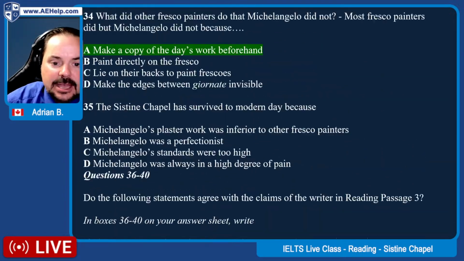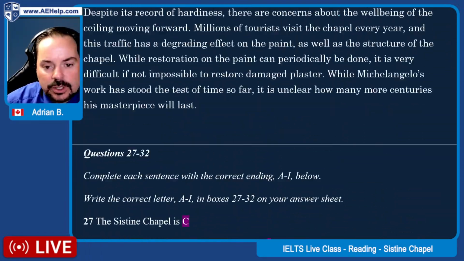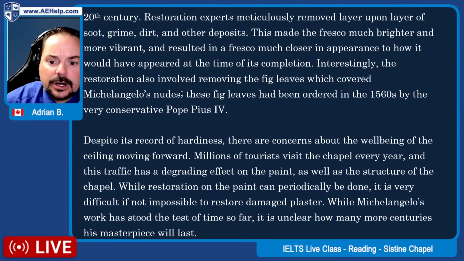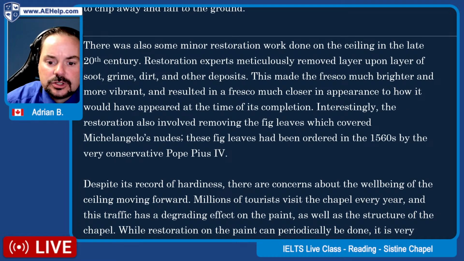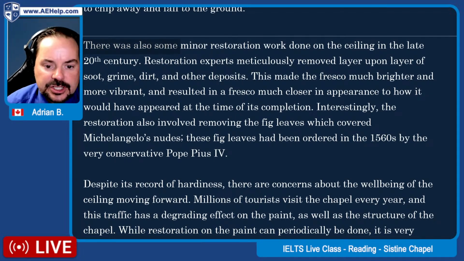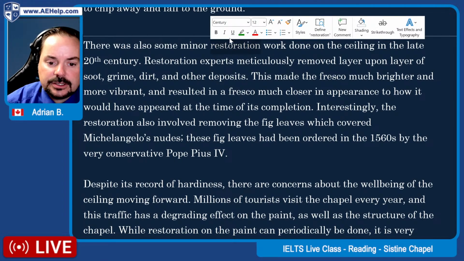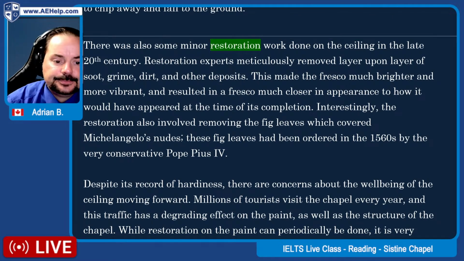So if you have a maybe, and you figure out, okay, well, it's going to be somewhere near the end, take a look at these two paragraphs. Read from "there was also some minor restoration." And we find that word restoration right here, because, of course, near the end. So read from there.